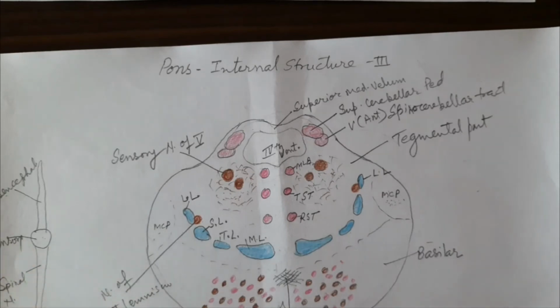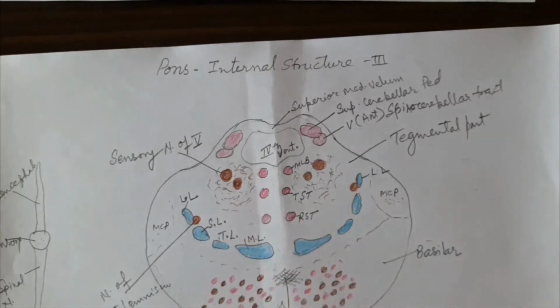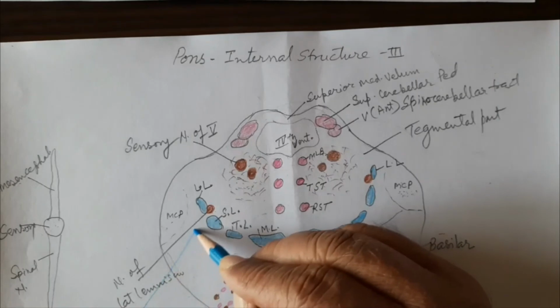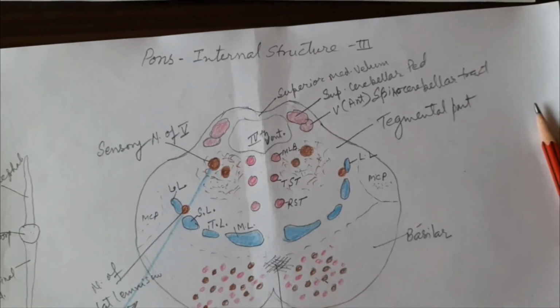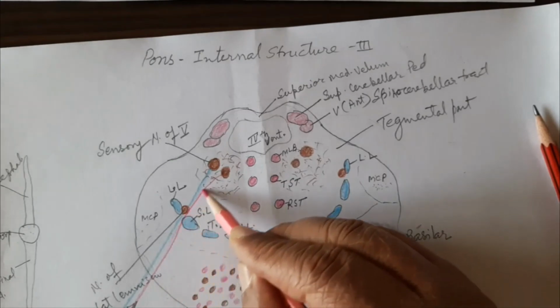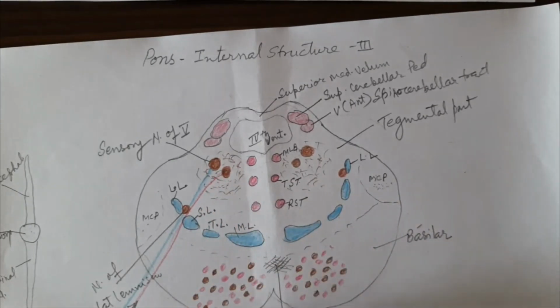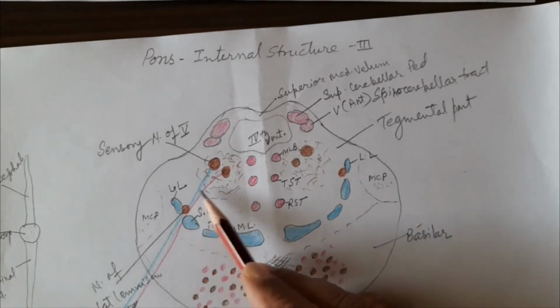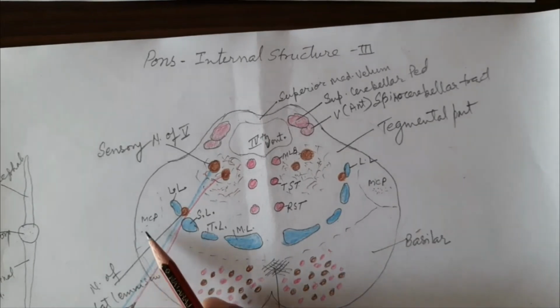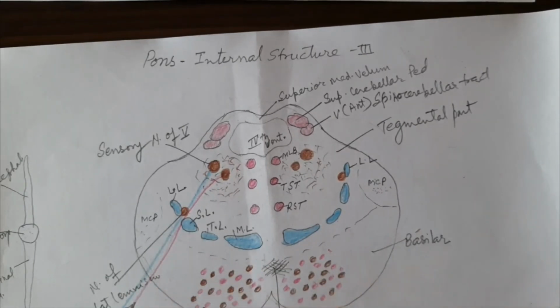I hope you have understood the internal structure of the pons with the help of the two sections, one at the level of the facial colliculi and another at the level of the sensory nucleus. From this main sensory nucleus, the sensory fibers of the trigeminal nerve go and end in the sensory nucleus. At the same time, motor fibers arise along with these and travel in the trigeminal nerve. These are the efferent fibers, and they come out to form the trigeminal nerve on the ventral aspect of the pons, at the junction of the middle cerebellar peduncle and the rest of the ventral pons.